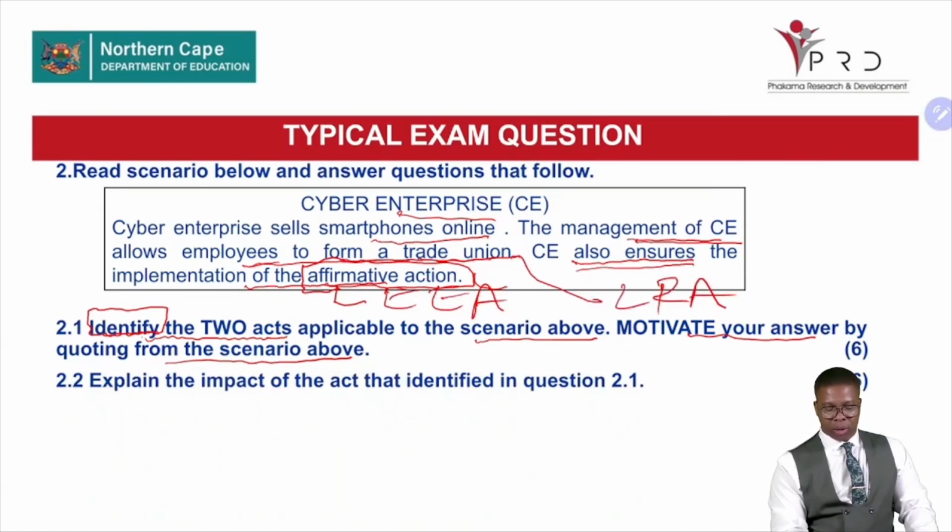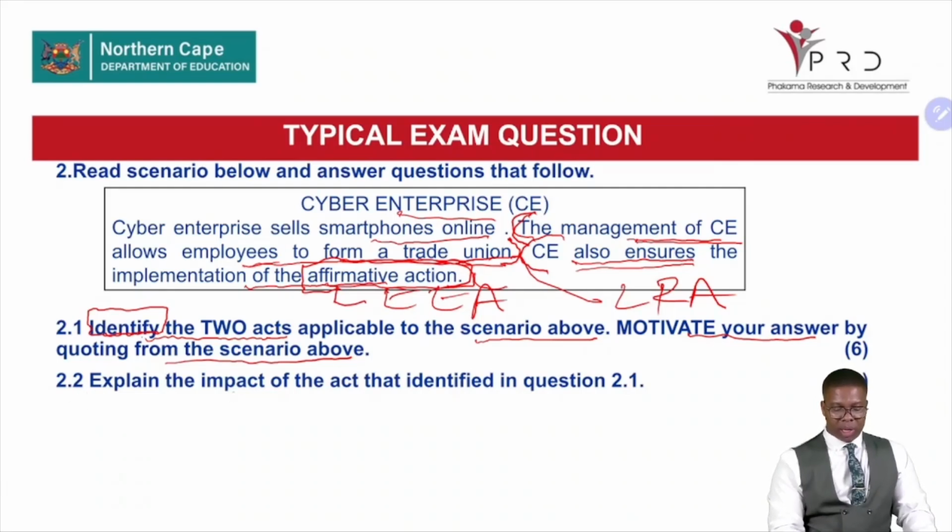So the keyword is the word trade union, but make sure that when you quote, you quote the entire sentence from the management to the full stop, which says it now allows employees to form trade unions. And then Cyber Enterprise also ensures the implementation of affirmative action. You quote it in full. So that's how you should do it.